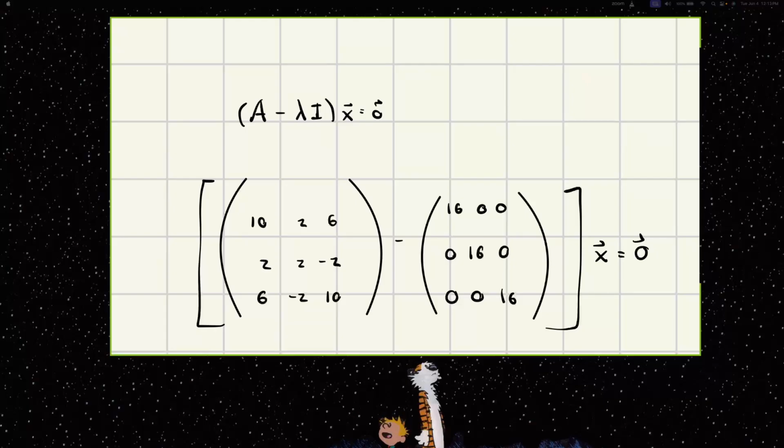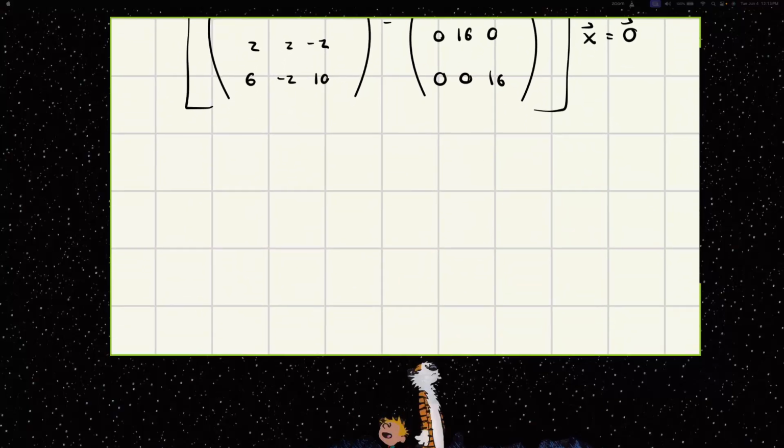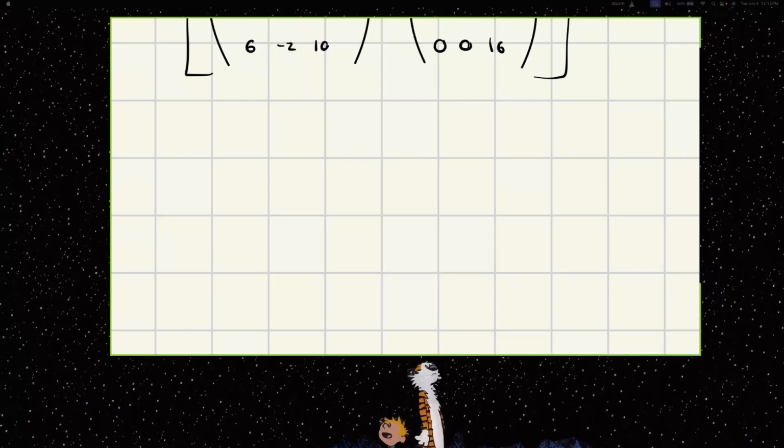And how do we actually find the eigenvector? Well, we need to reduce this system into reduced echelon form, and then we can just solve it using back substitution. This is the part that I'm not going to do the whole work for, but I will show you what we reduce it to. So let's form our augmented matrix: negative 6, 2, 6, 2, negative 14, negative 2, 6, negative 2, negative 6. And we want to augment it with the 0 vector, so that's just all elements 0.